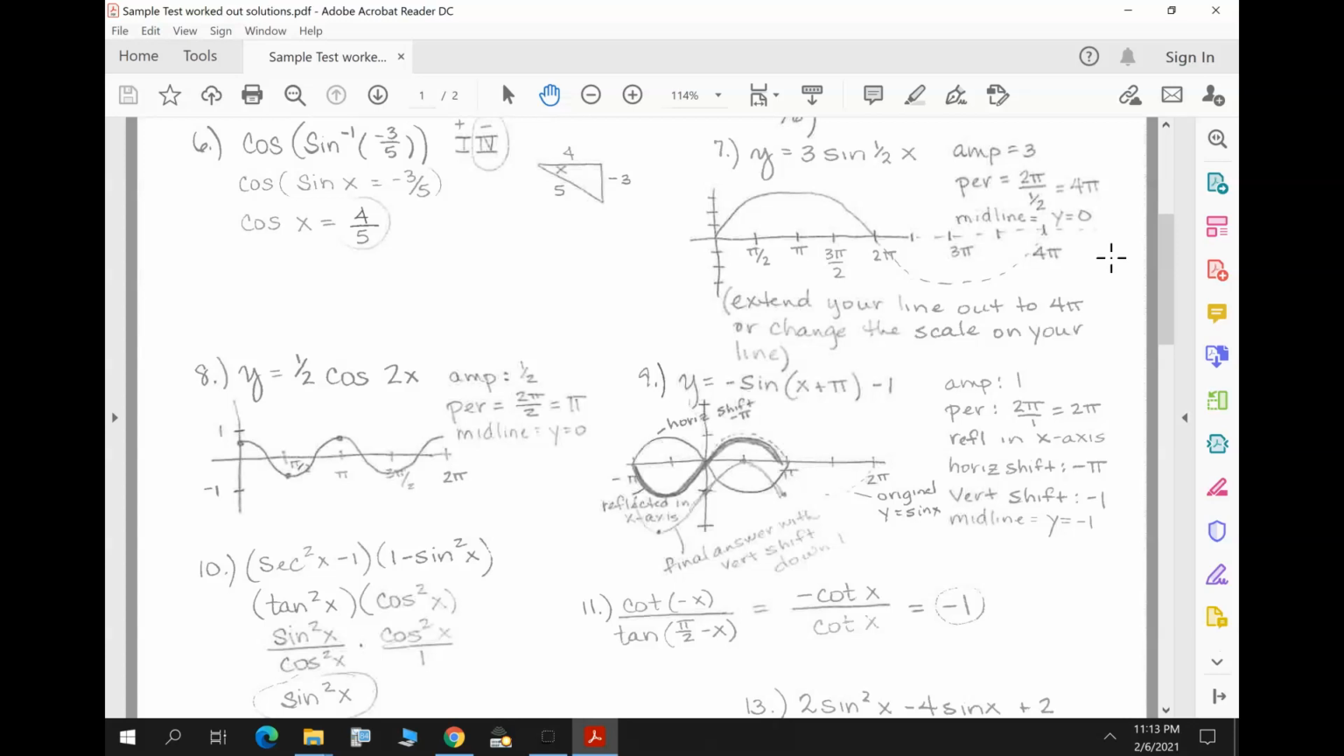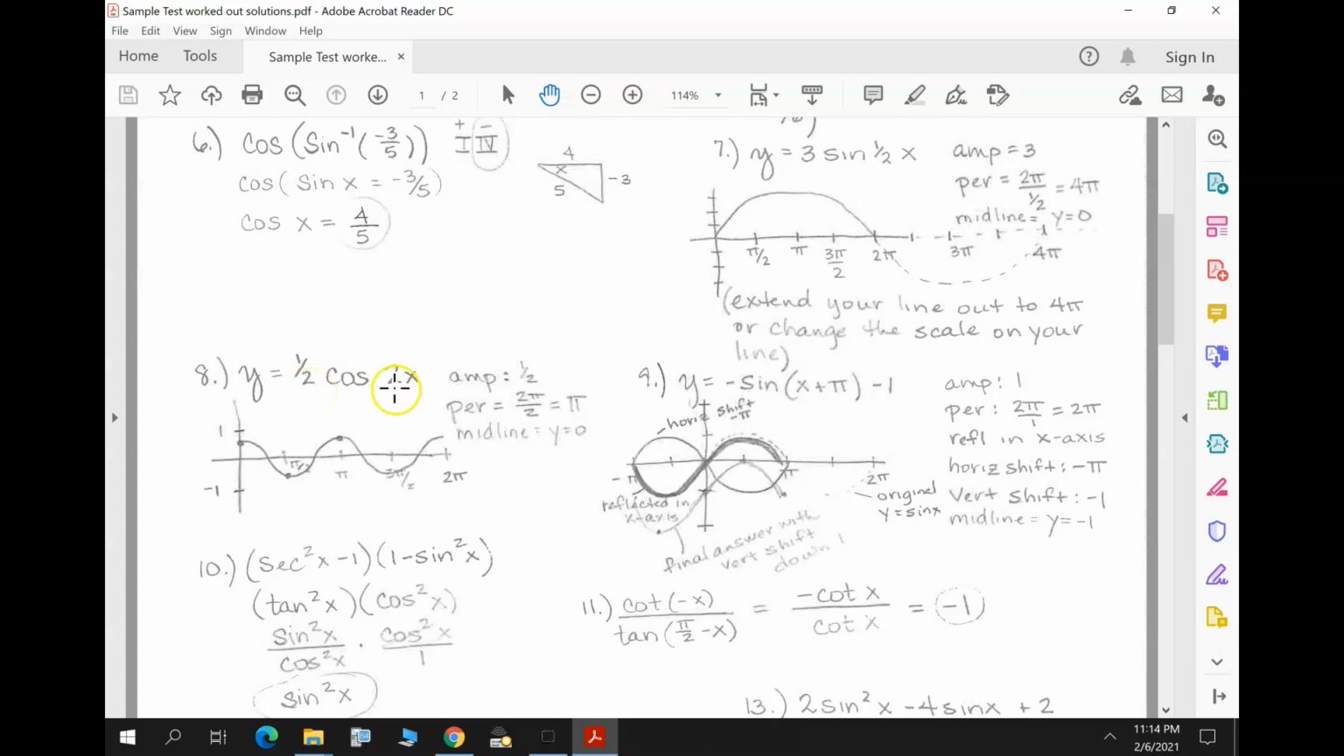All right, look at number 8. So for number 8, we've got y is equal to 1/2 cosine 2x. So first off, our cosine curve normally starts at 1 and goes down to -1 and then comes back up to 1. And normally when we draw it, it takes from 0 to 2 pi to draw one cycle of it. The 1/2 out in front is going to make it go half as high and half as low.